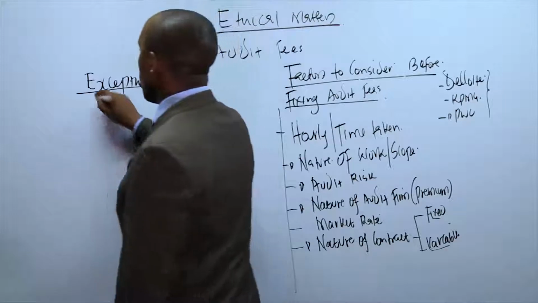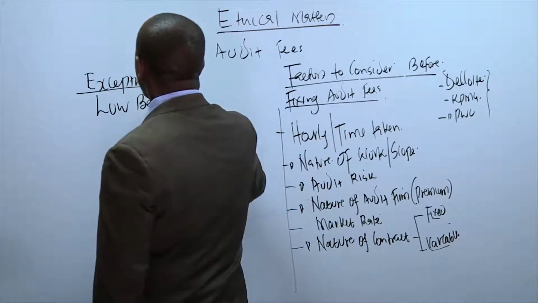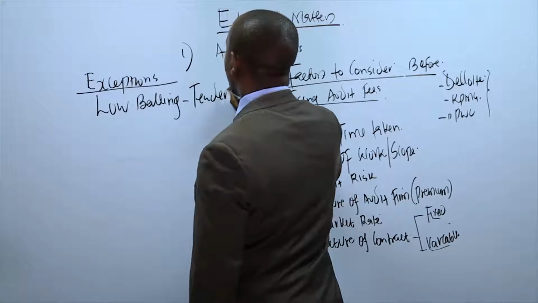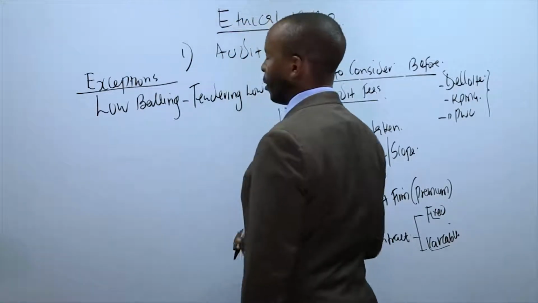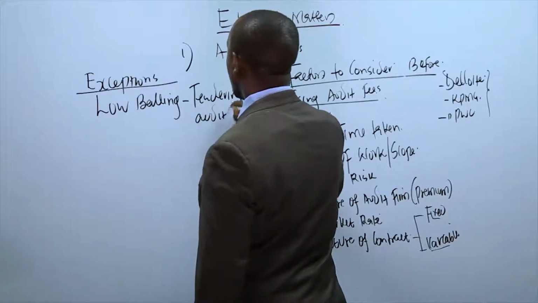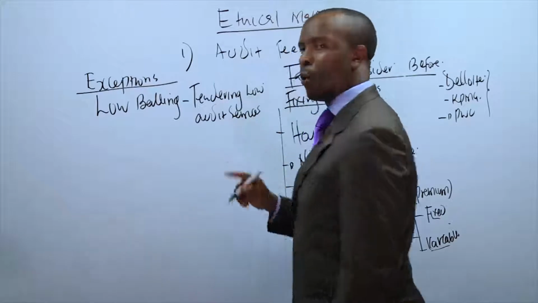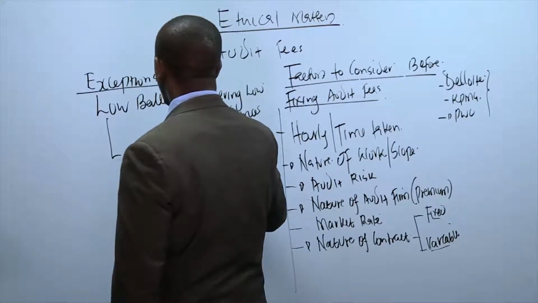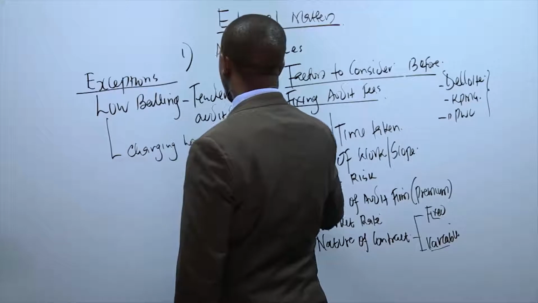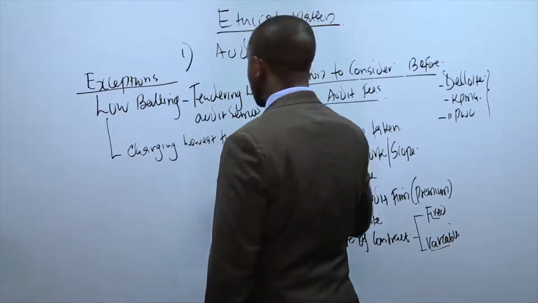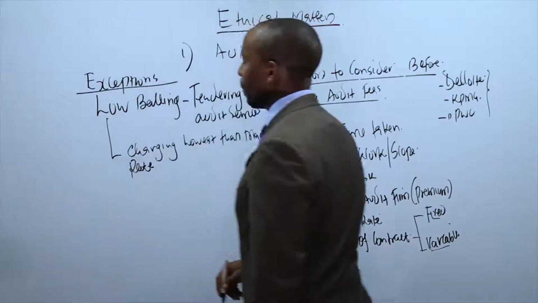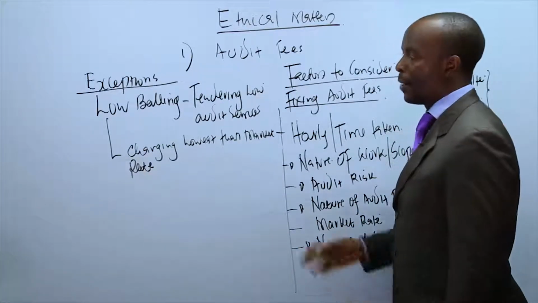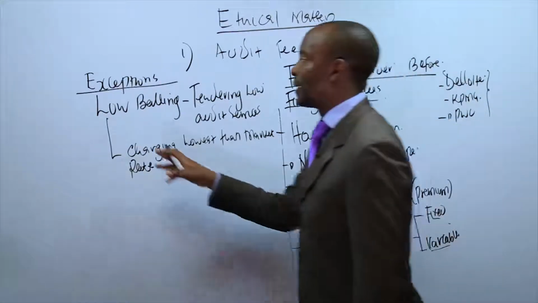So I'm going to put the word here, lowballing. Some people refer to lowballing as tendering low for audit services. You can say tendering low for audit services, or you can just say it means charging lowest than the market rate. So if you are an auditor and you say, I'm going to charge 2,000 shillings when the others are charging 10,000 shillings per hour, then you're charging lower than any other person. And so we call that lowballing.